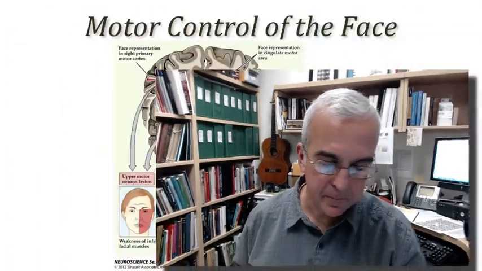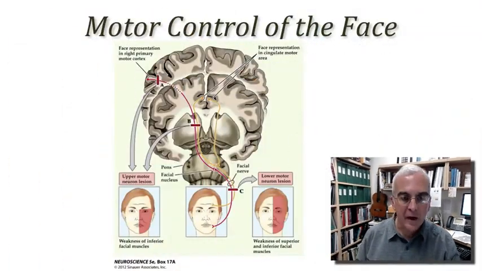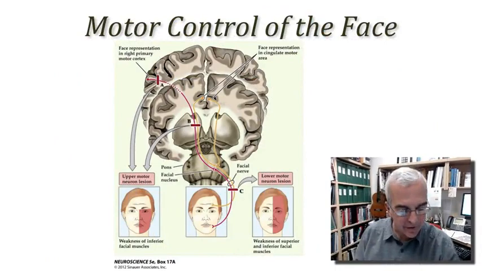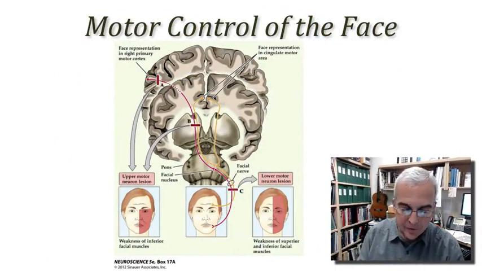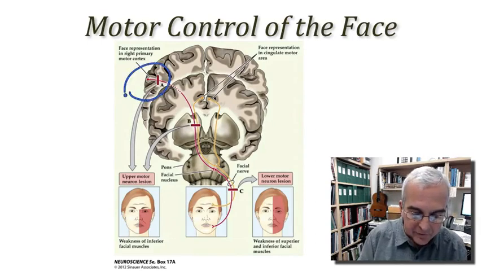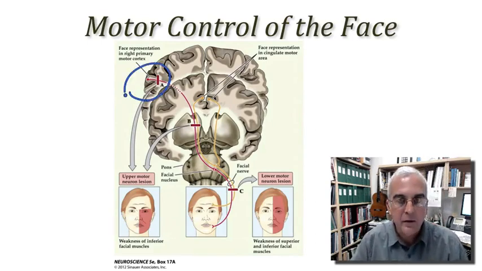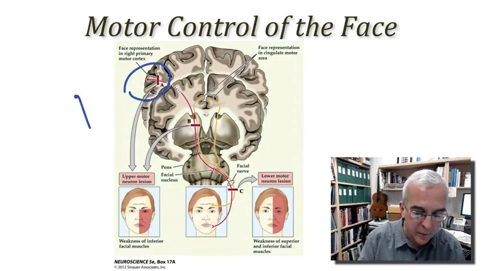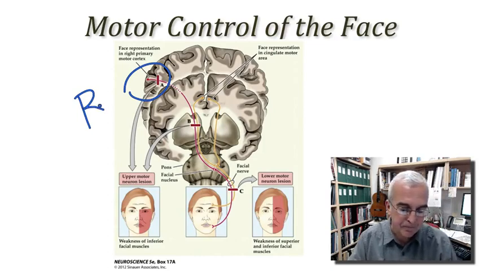So let's look at a figure from our text from the box found in Chapter 17 of Neuroscience, 5th edition, Box A. So this figure provides in schematic form what we've been talking about. So I'll first draw your attention to the representation of the face in this case, the right primary motor cortex.